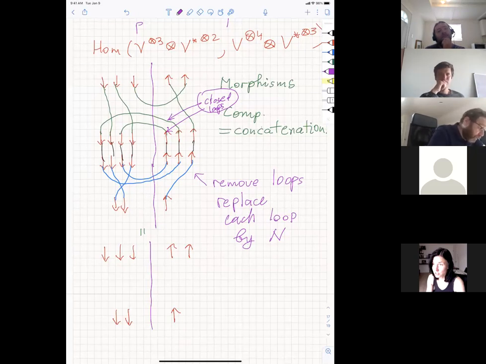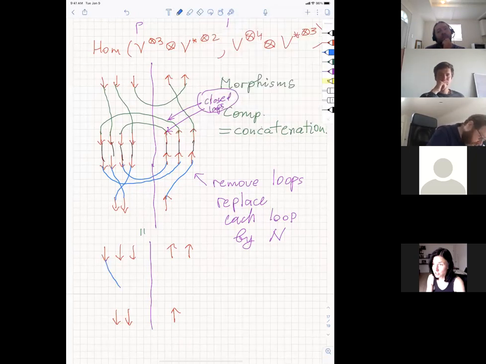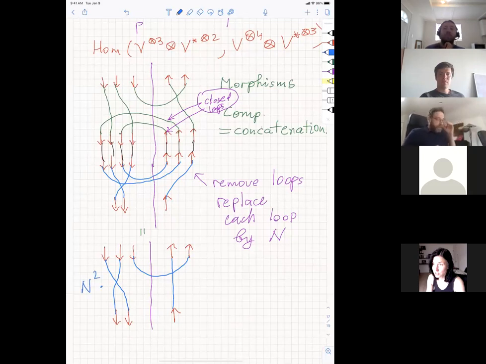So if I remove those loops, what am I left with? So these 2 switch order. So I get, say, this way, and then this thing goes around to here, right? And this thing just goes this way. So this is the picture that is left when I take this, but then there is a factor n squared times this. So this is the rule of composition of morphisms.